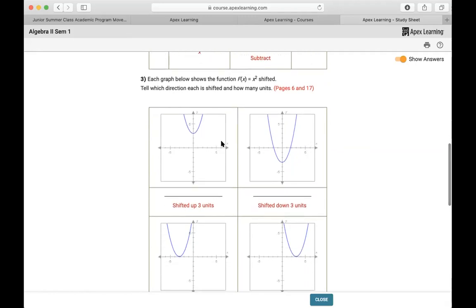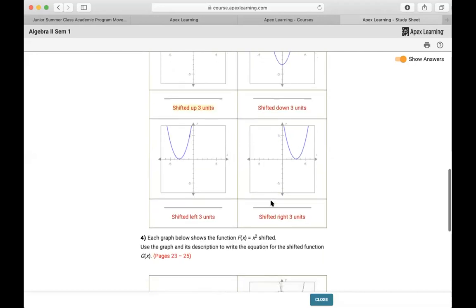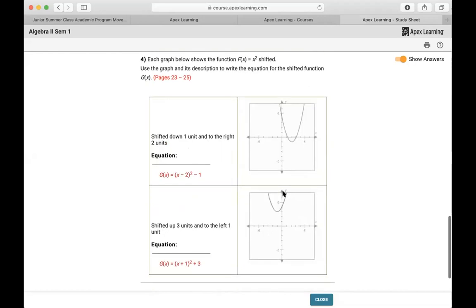So for these pictures, this is talking about how to say this in English words, because a lot of times you're going to be asked to work backwards from something that says shifted 3 units up. You've got to be able to draw me a graph. For example, this one is 1, 2, 3 lower, so you would say this is shifted 3 units down. This is 3 to the right, so you would say shifted 3 units right.